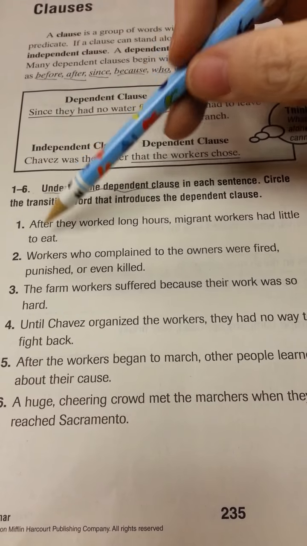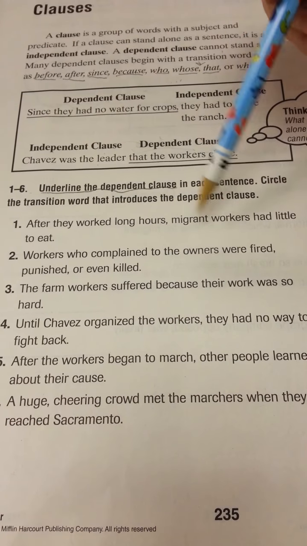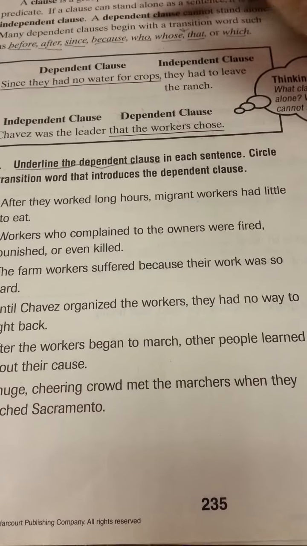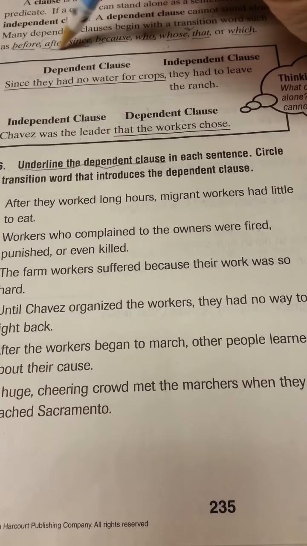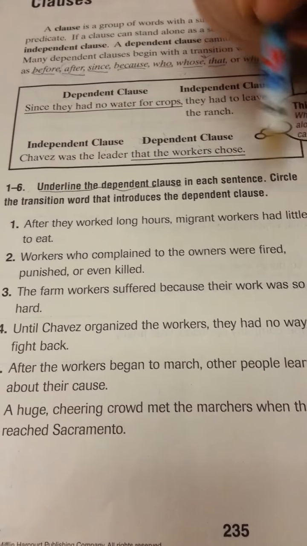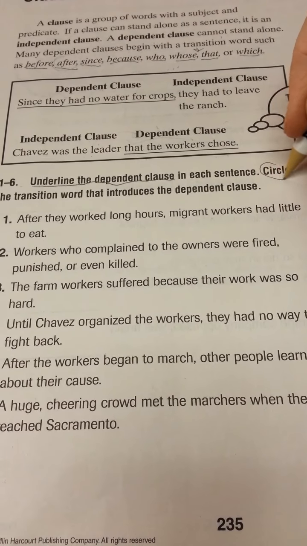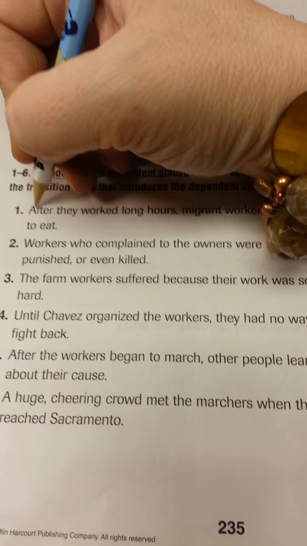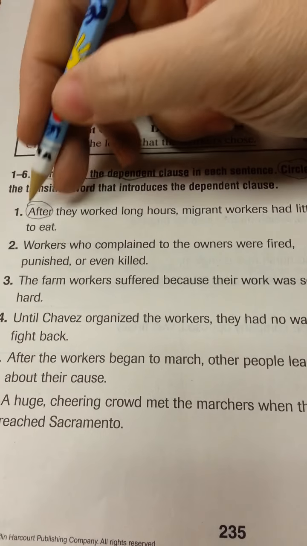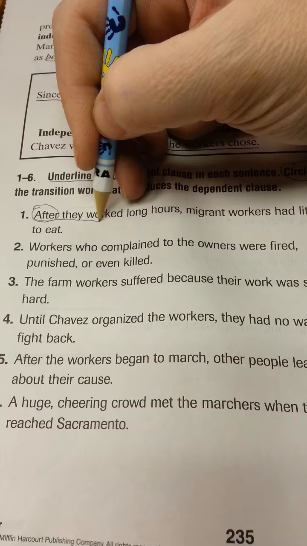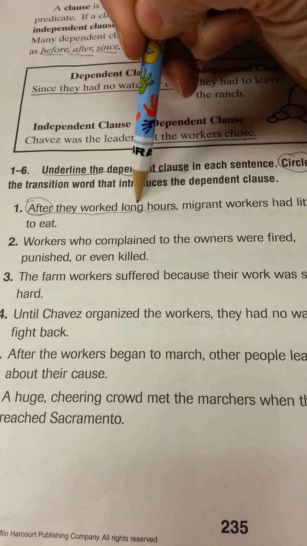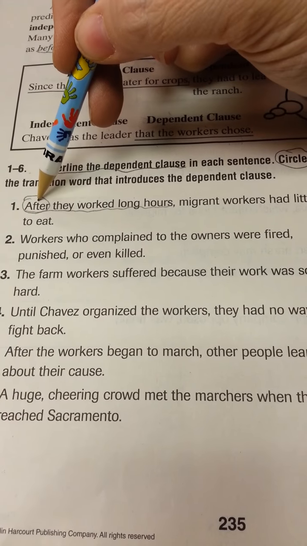Okay? So, after they worked long hours, migrant workers had little to eat. Okay, I remember from my list up here that after, right there, is one of those transition words. And it says here that I'm supposed to circle transition words. So I'm going to circle after. After they worked long hours. So my dependent clause goes all the way to the comma. After they worked long hours. After is my transition word.